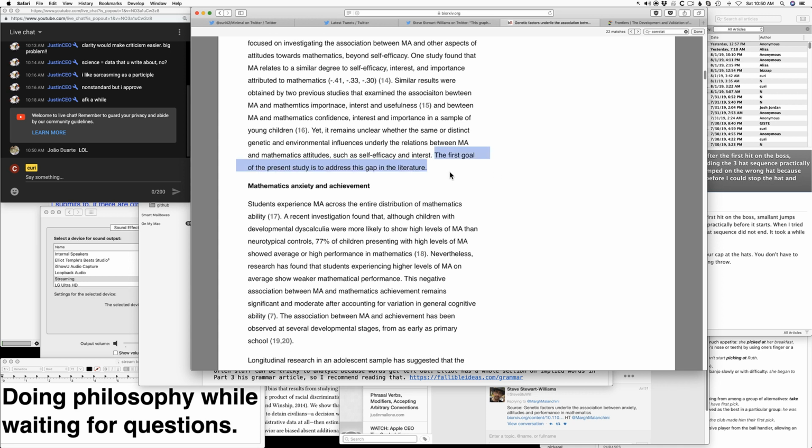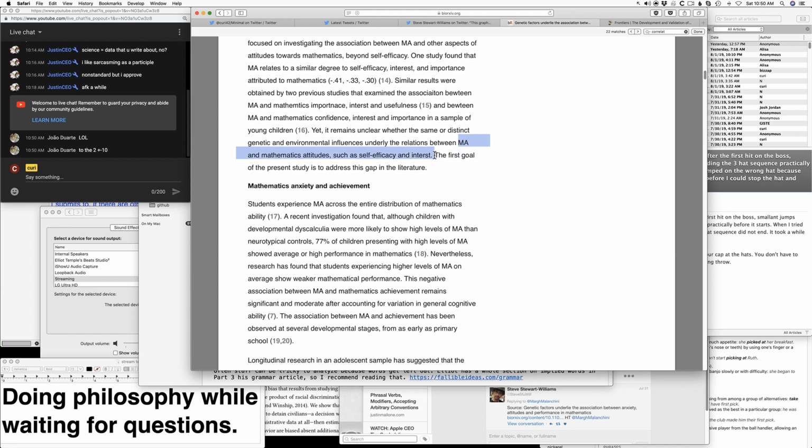Oh, they want to address a literature gap. The literature gap is not about age. The literature gap is about MA relationships between certain things.